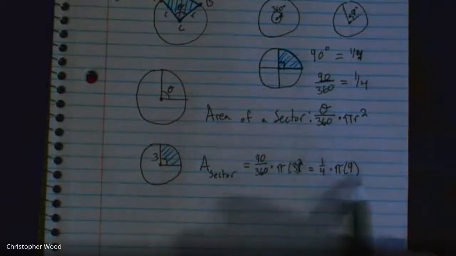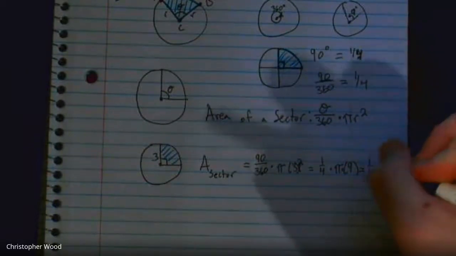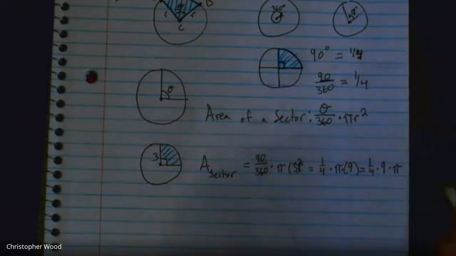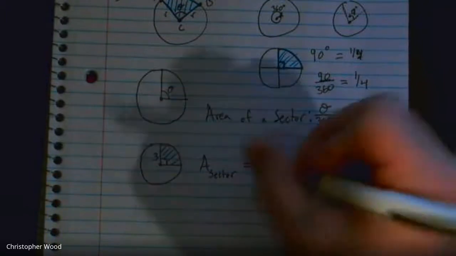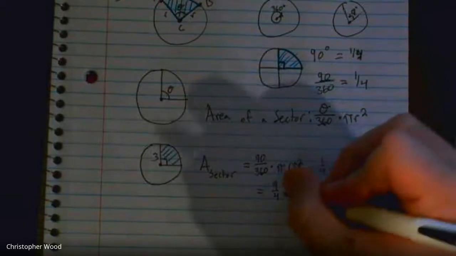Remember that this is all multiplication, 1/4 times pi times 9. So the order doesn't really matter. I can do 1 over 4 times 9 times pi. And I'm going into the long version of this. You can simplify it pretty quickly. You can do 1/4 times 9, which is really 9 over 4, right? Multiply straight across, times pi.